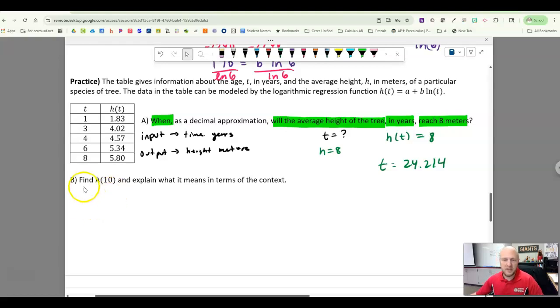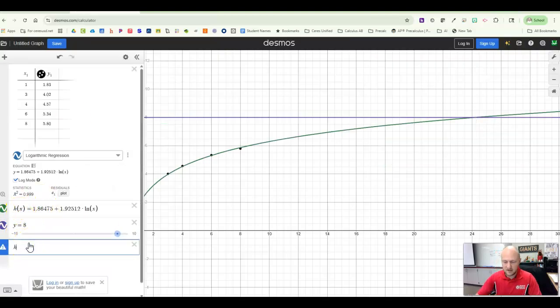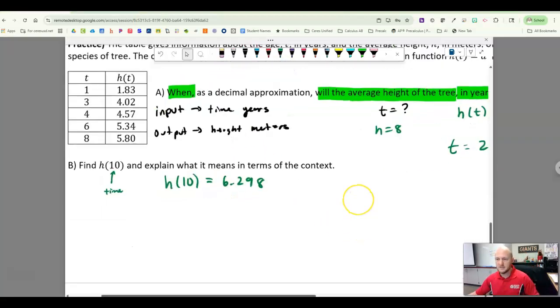Next, B, find h of 10 and explain what it means in terms of context. So again, here your input is time, and they want us to find h of 10. Again, we can go to our calculator, and now that I already have it defined as h, I can ask, hey calculator, what is h of 10? So h of 10 is equal to 6.298. Okay, there it is.